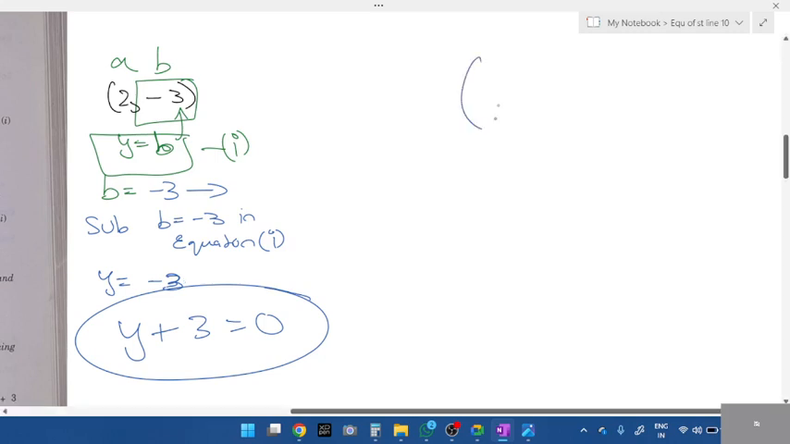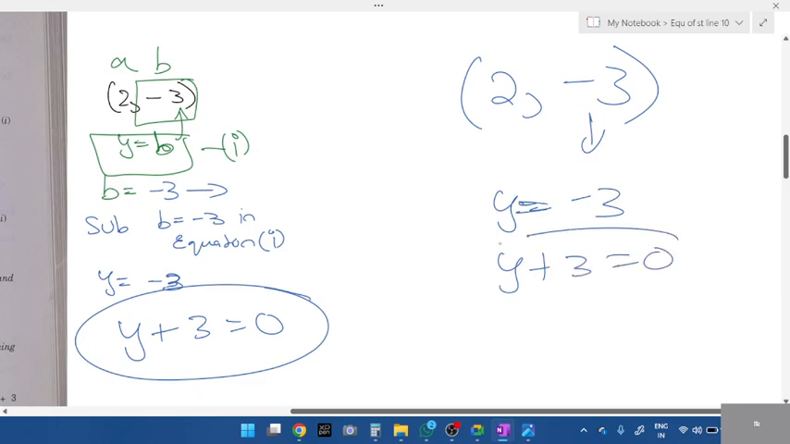It is basically, look here, it is very simple. The line passes through 2 and minus 3, parallel to the x-axis. This is the answer, students: y is equal to minus 3. Within one line you can complete it. Y plus 3 is equal to 0.